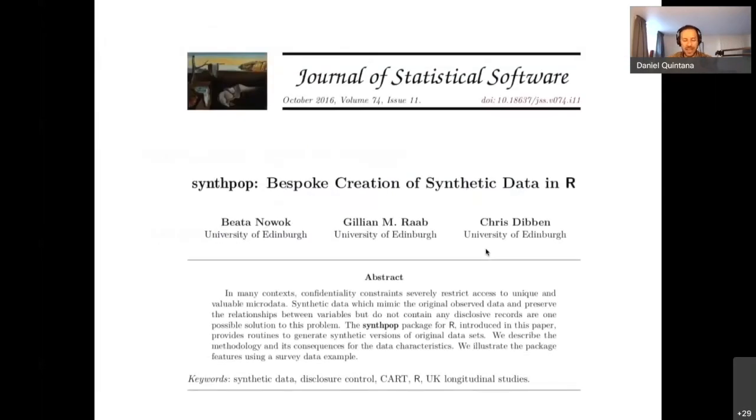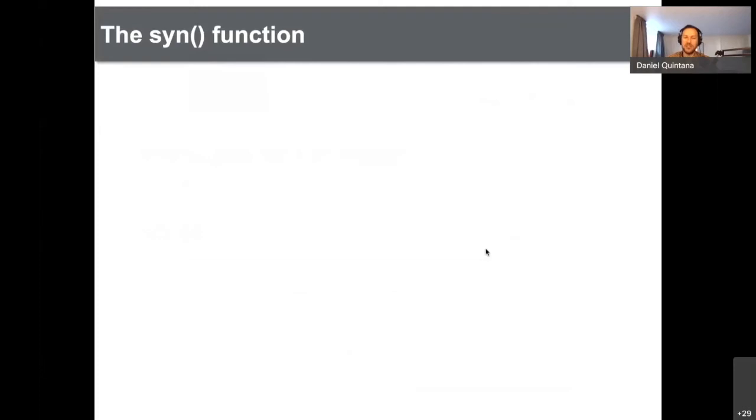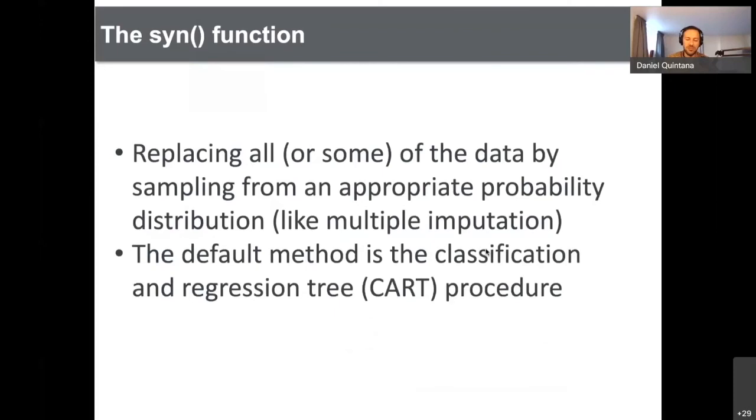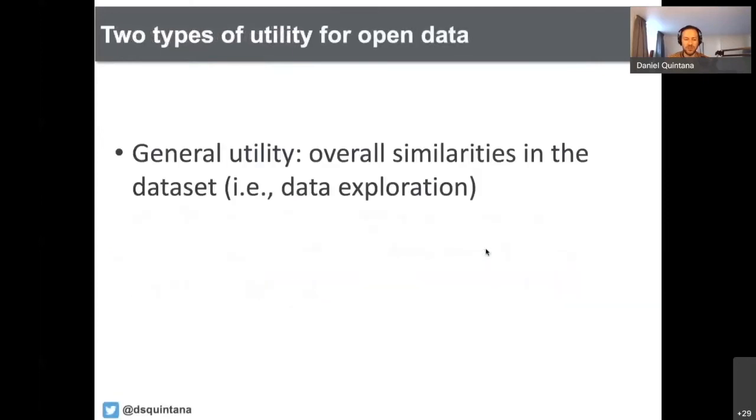So here is a paper explaining synthpop and how it works. Essentially, it just uses one main function to create this synthetic data. And think of it, it works much in the same way like multiple imputation, in that it replaces all or some of the data by sampling from a probability distribution. And it uses a procedure which was developed in the 90s as well, but there's a number of different options if you want to dig in there. But the defaults that are used within the package work quite well across most scenarios.